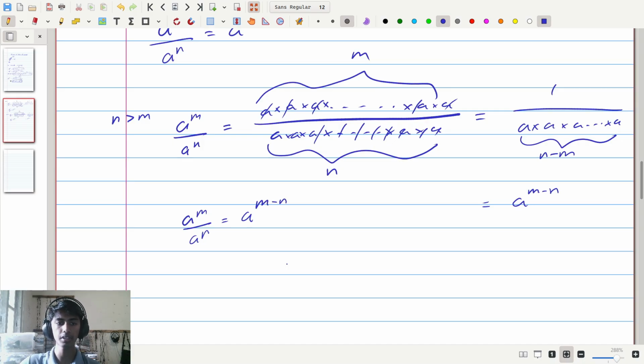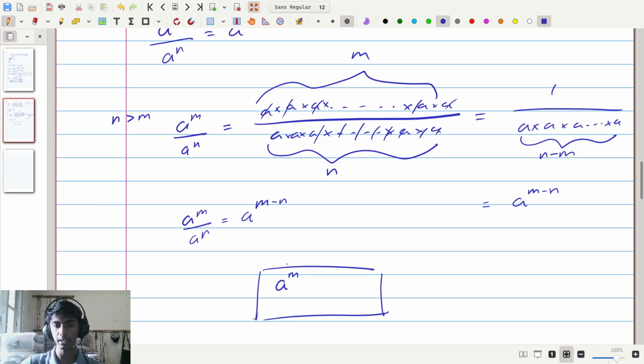So as a summary, for any m and n, we've only considered it for integer m's and n's, but now we can expand it to non-integers as well. We do not have that yet, but we know it is true for non-integers as well.